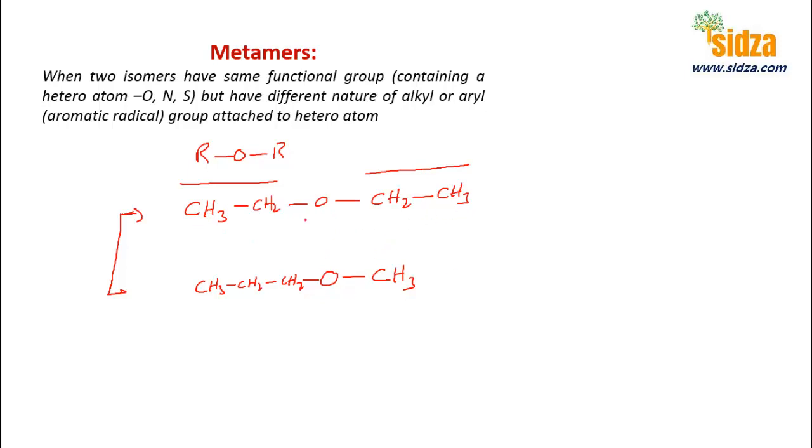So the formula is the same, the functional group is the same, but the only difference is that around the ethereal oxygen, around this polyvalent functional group, you have two different alkyl groups attached to it. Here you have ethyl and ethyl, here you have a propyl and a methyl. So these are the metamers, right?